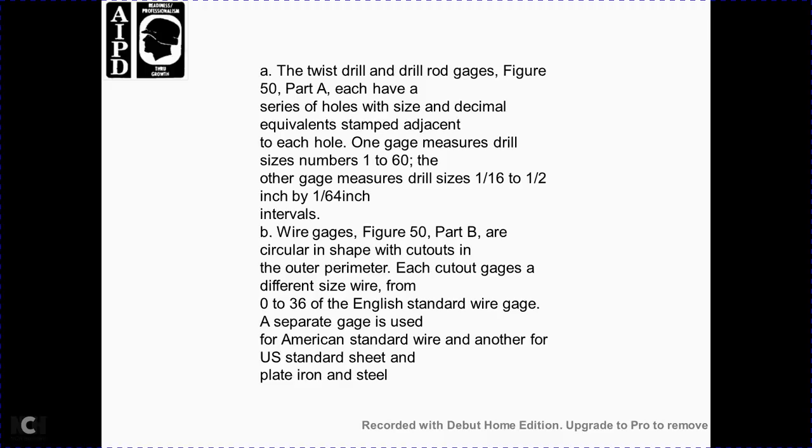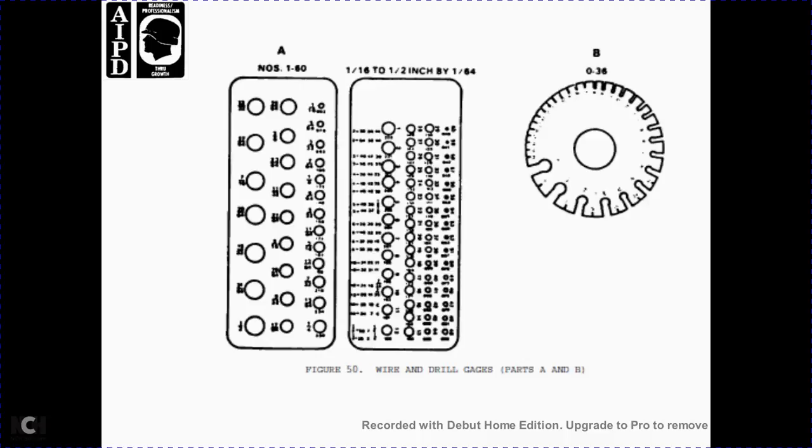Wire gauge, figure 50 part B, has circular shapes cut out of the outside of the perimeter, cut to the different sizes of the wire, 0 to 32, the English standard wire gauge. A separate gauge is for the American standard wire. Another is used for standard sheet and plate iron and steel. Alright, wire and drill gauges, part A and part B.